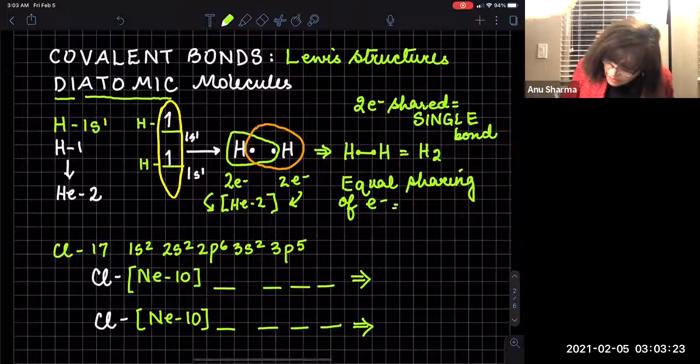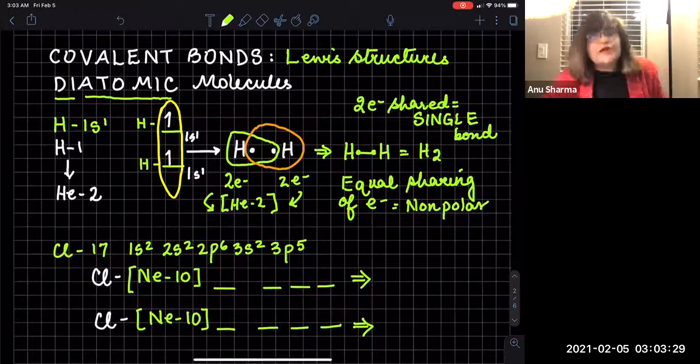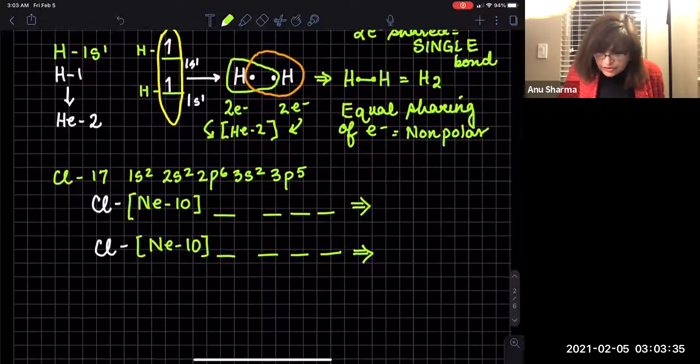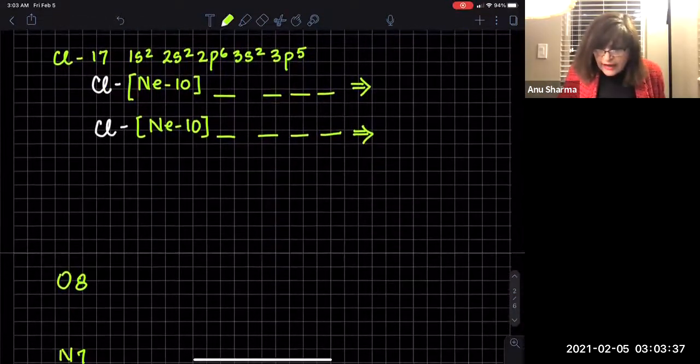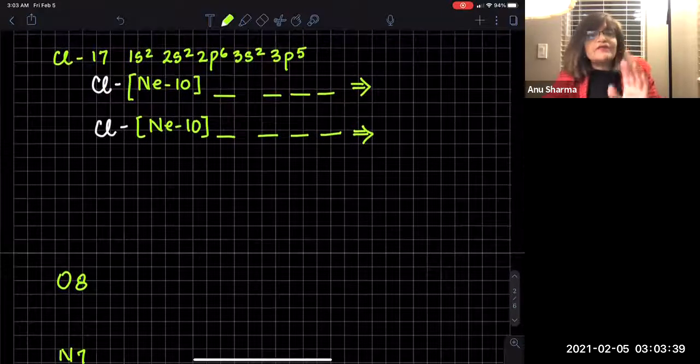We will talk about polarity in the next video, but just for now, non-polar means it's the same, equal sharing. That leads to non-polar. Now let's look at another example. Here we have chlorine. When chlorine reacts with another chlorine, what happens?